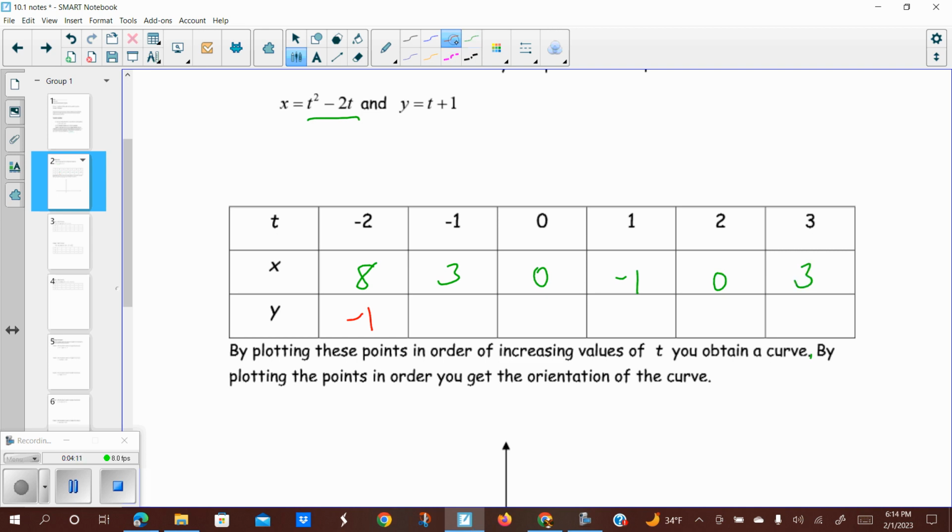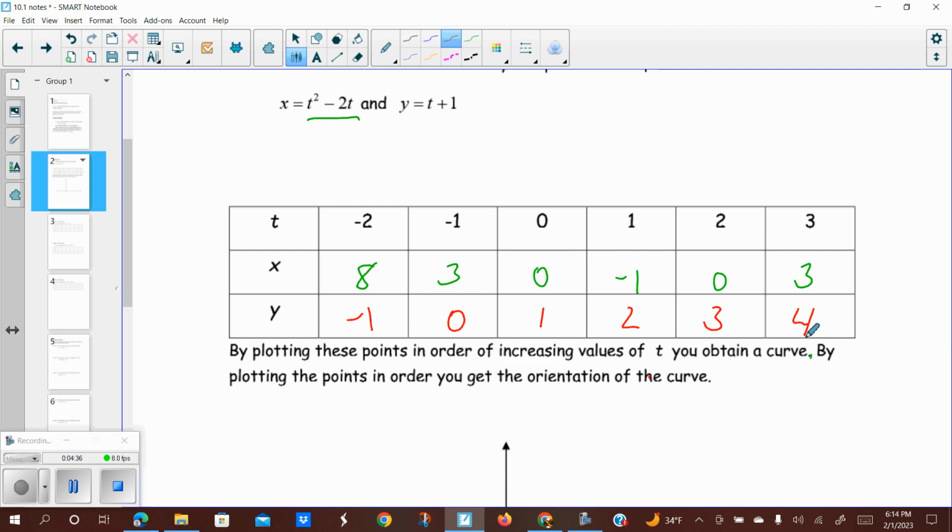So let's go ahead and finish out the y. By plugging in negative 1 into the y, you get 0. Plugging in 0 for the t value of y, you get 1. Plugging in 1, you get 2. Plugging in 2, you get 3. Plugging in 3, you get 4. That should make sense. It was a linear function, so negative 1, 0, 1, 2, 3, 4, increasing by 1 every time, should make sense.